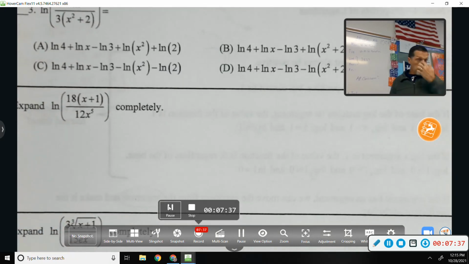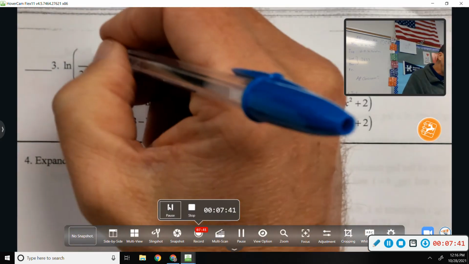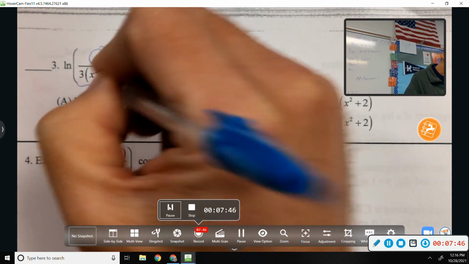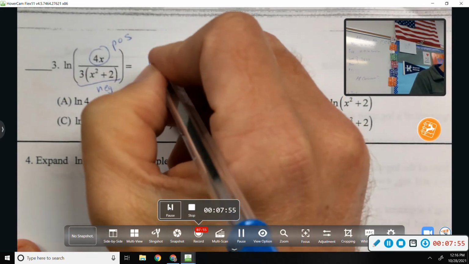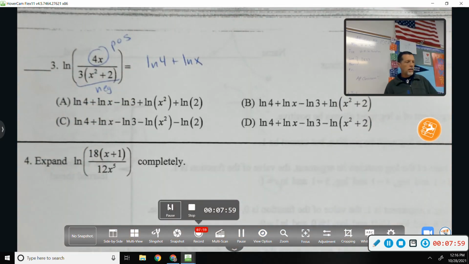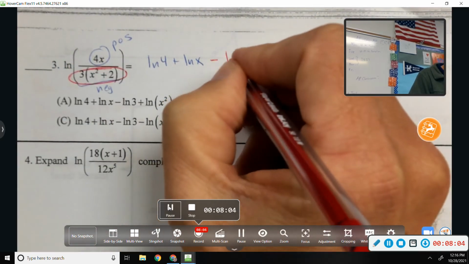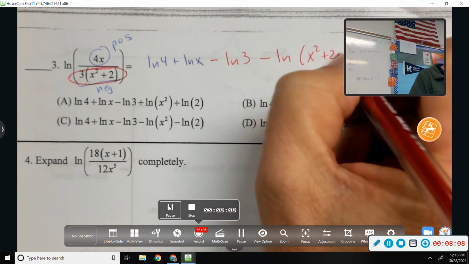Number 3. Number 3 is going the other way. I want you to expand that all out. Again, anything in the top is going to be positive. Anything in the bottom is going to be negative. So you can expand this all at once. There's a way to do it with like 14 steps in there, but anything multiplied in the top is going to be positive. Anything in the bottom is going to be negative. So minus natural log 3 minus natural log x squared plus 2.